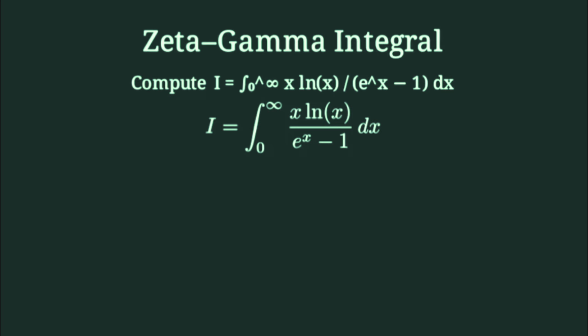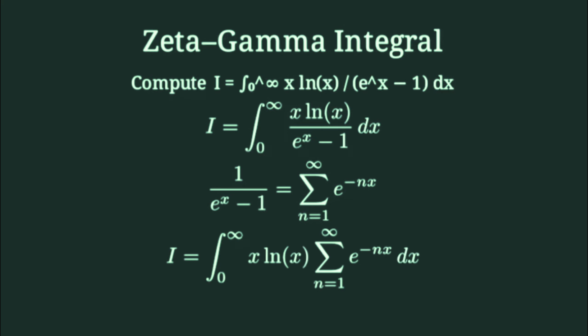The key idea is to expand 1 over e to the x minus 1 as a geometric series. Then we'll integrate term by term. Now substitute that series into the integral. We can interchange the sum and the integral because the series converges nicely for positive x. This gives a sum of simpler integrals.